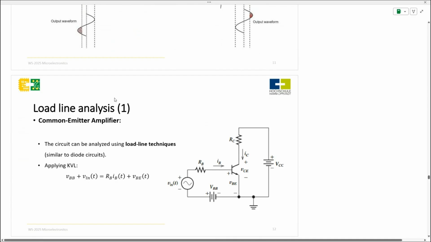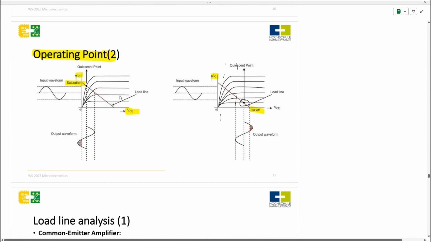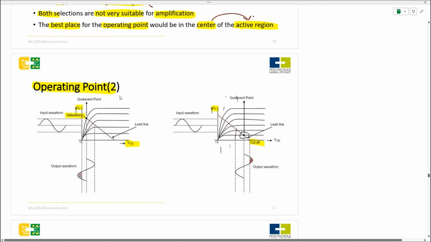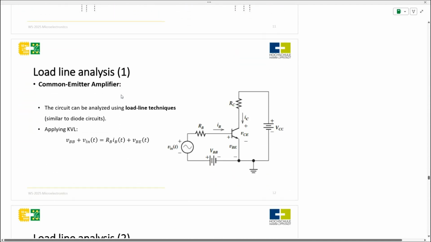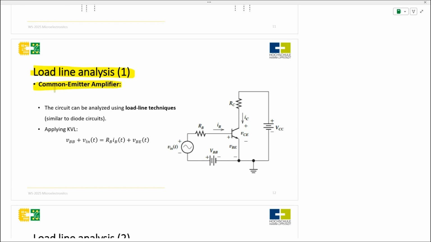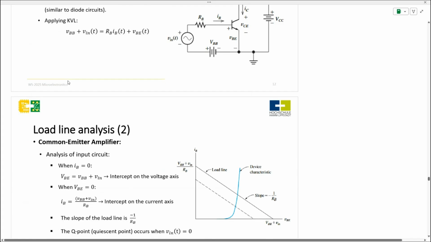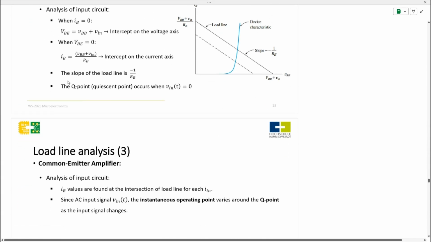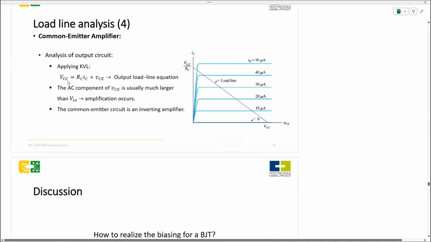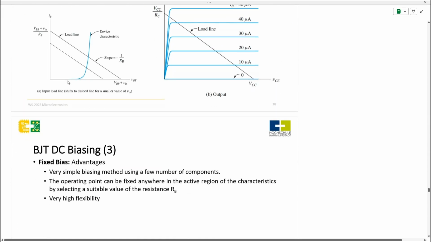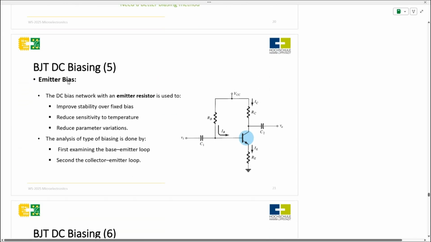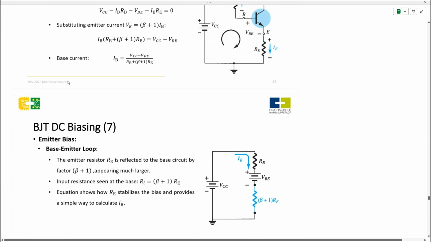Okay, the next part, after the small description of the graphs, we can talk about load line analysis. So what do we mean by a load line analysis? We can start with the common emitter amplifier, because there will be different amplifiers. This is the common emitter amplifier. Then maybe we'll talk about others, but most likely not.